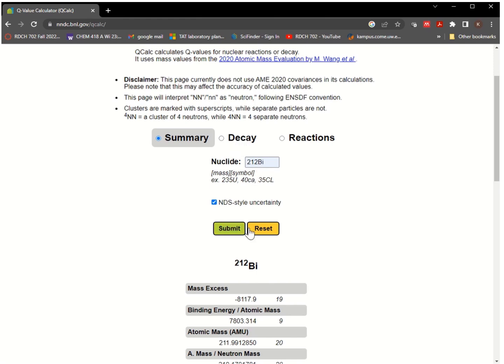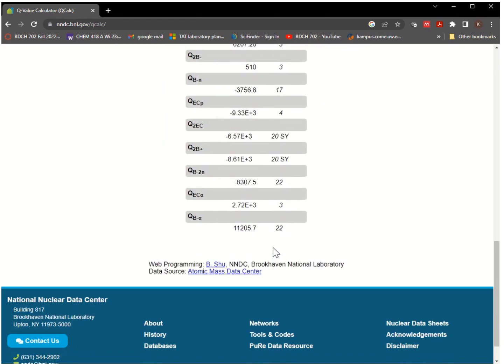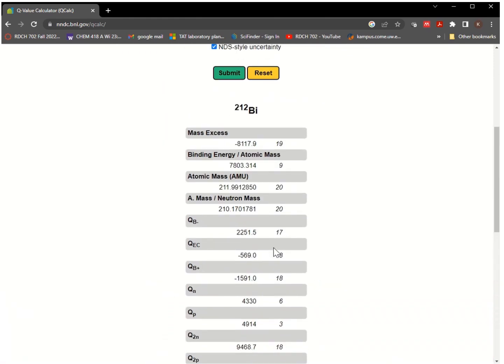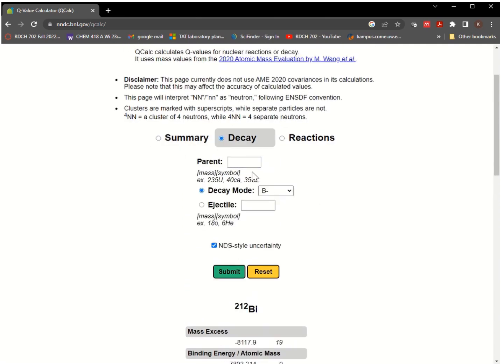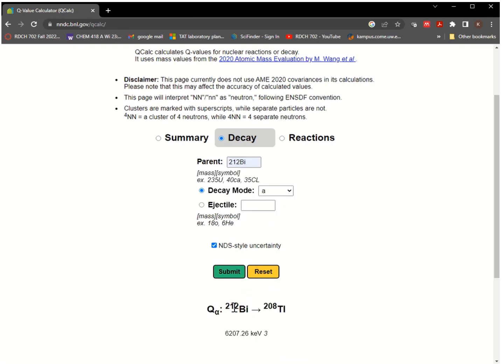So if, as opposed to getting all this decay data, one wanted to just get a specific decay, you can put in the isotope, the decay mode, and let's just say alpha, and submit. And the Q value for the bismuth-212 alpha decay to thallium-208 is shown here. And this is the Q value, and keV is listed.